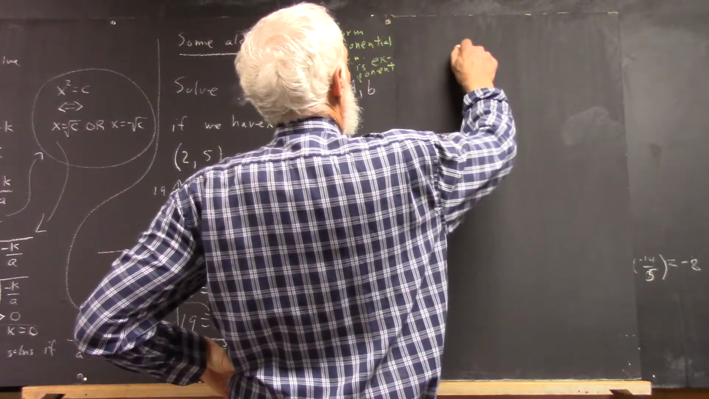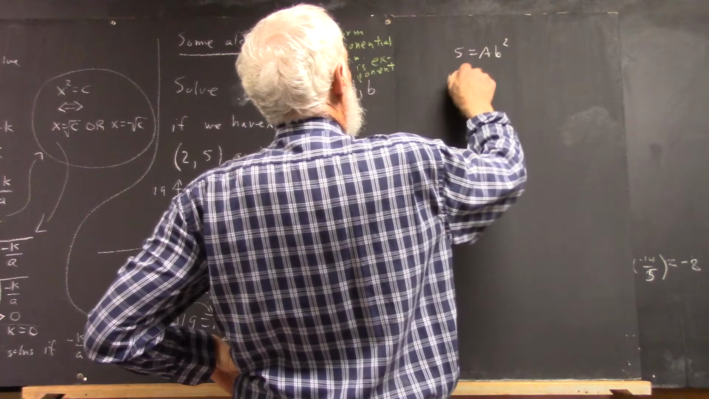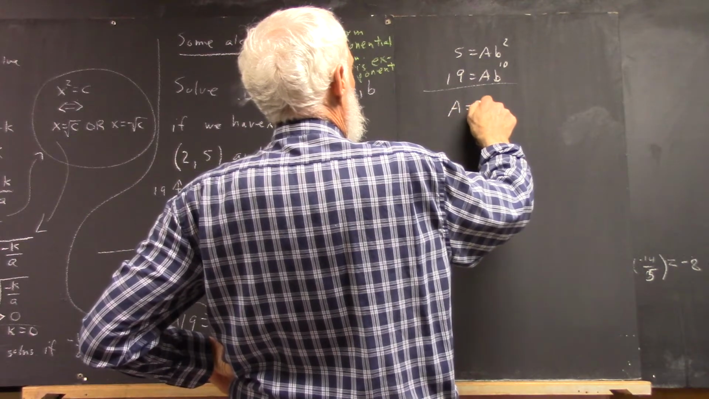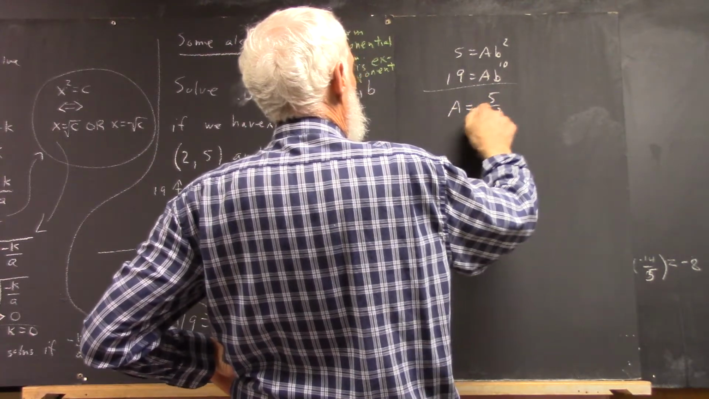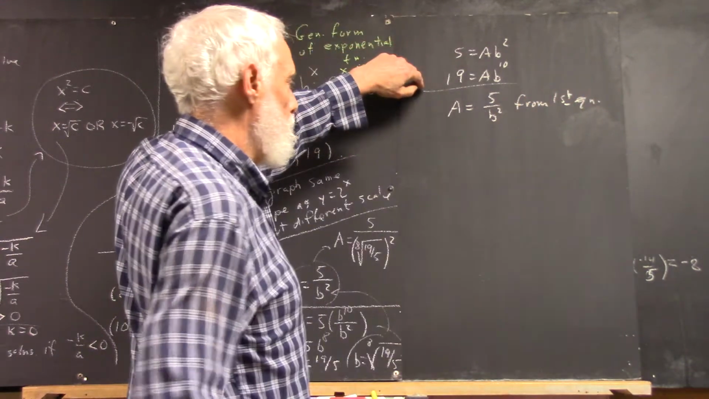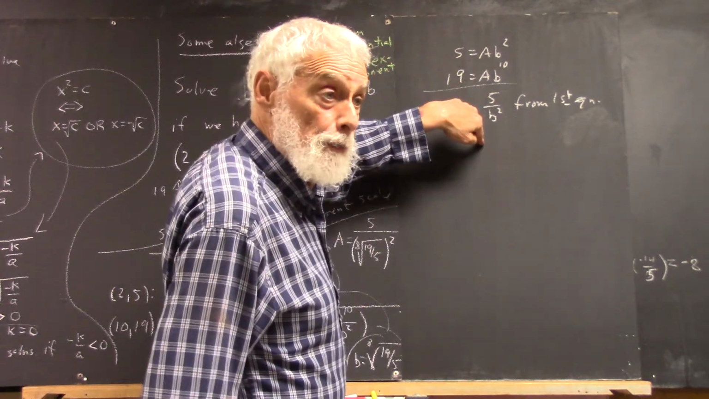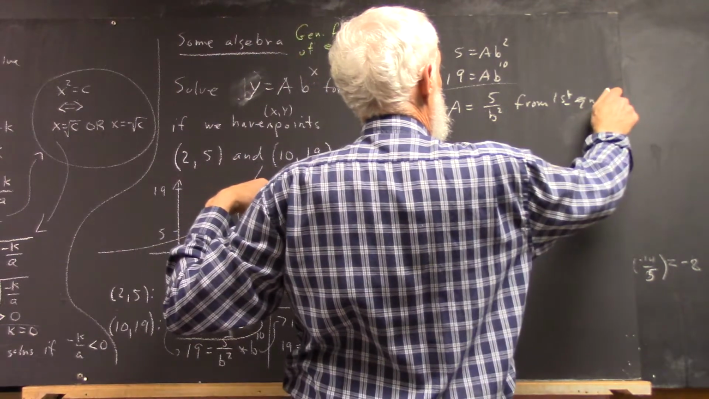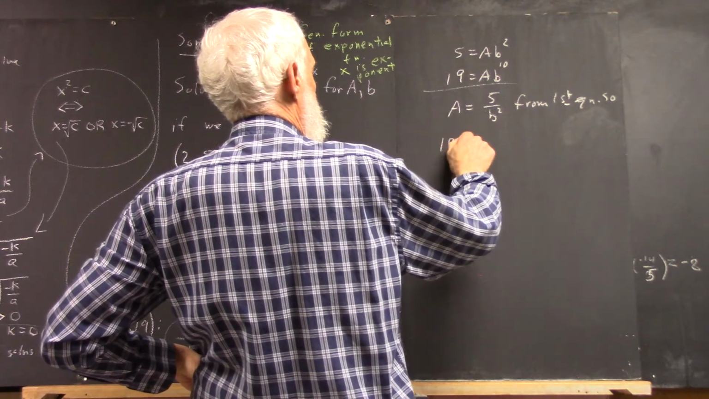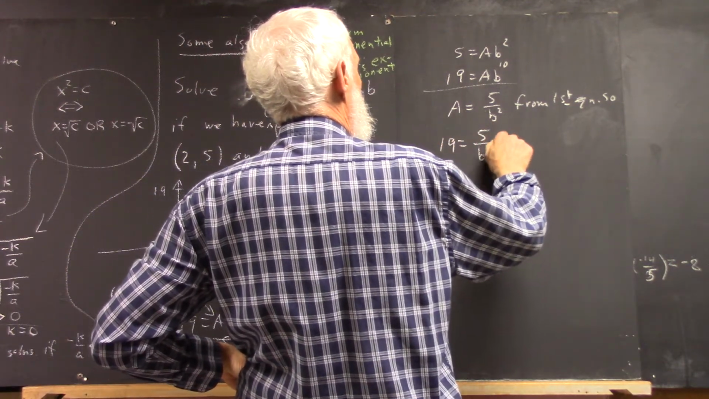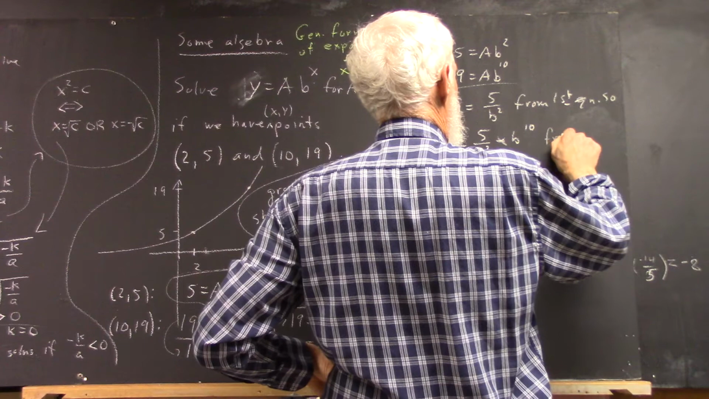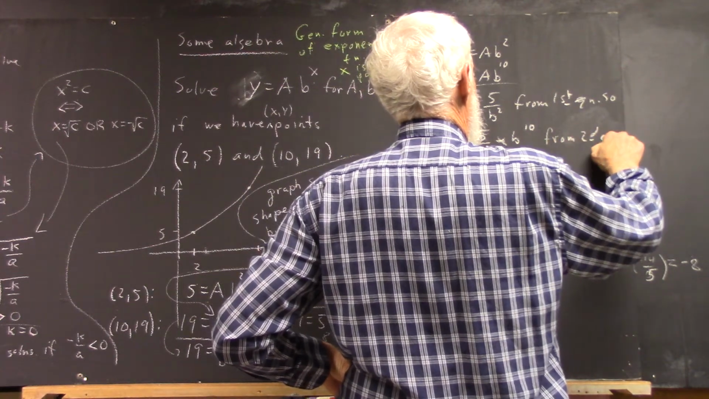Okay, so we've got the 2 equations. The first equation tells us that A is 5 over b squared, right? Everybody understand that?